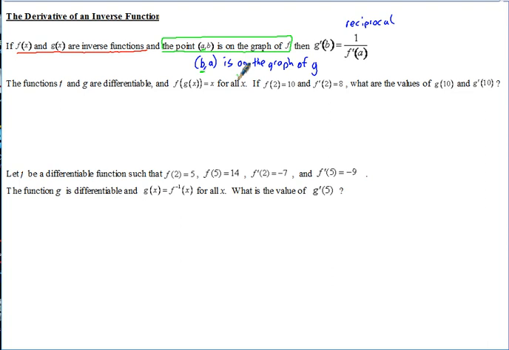All right, so let's take a look at some examples, see how this works. Start off with the easier ones, go to the ones that are more challenging. So the functions f and g are differentiable. That just means you can find the derivatives of each of them. And it tells you f of g of x equals x for all x. Well, that means if you plug in some x value into g and then take that and plug in f, you get back what you started with. That's just another way of saying f and g are inverse functions.